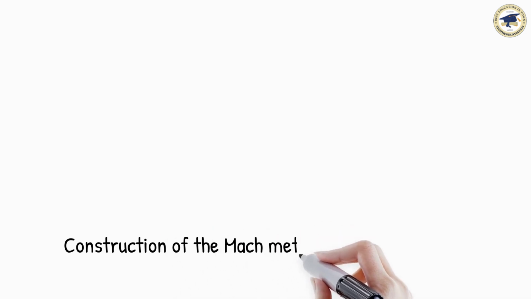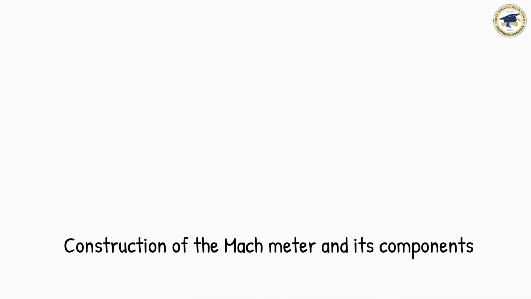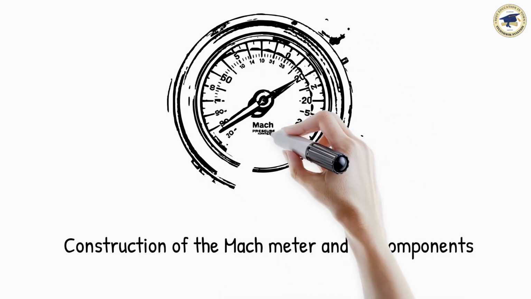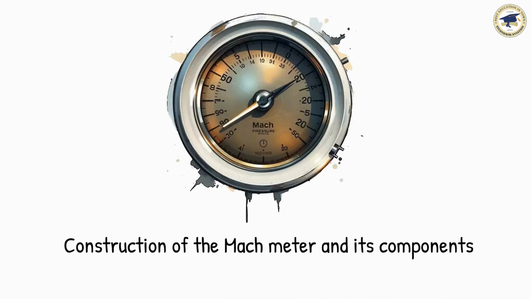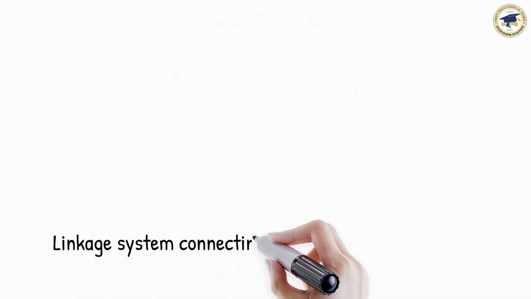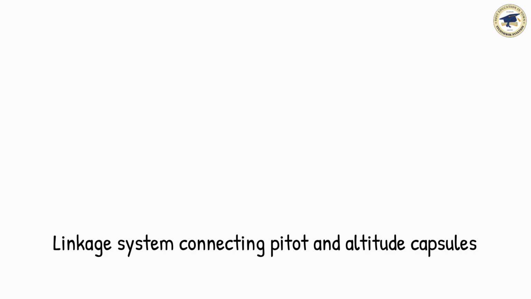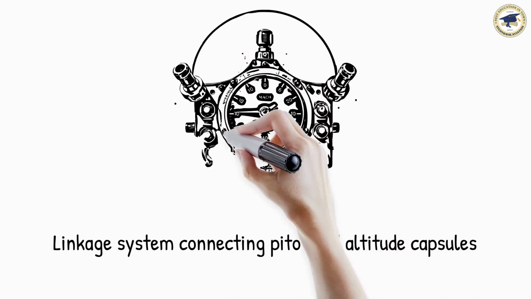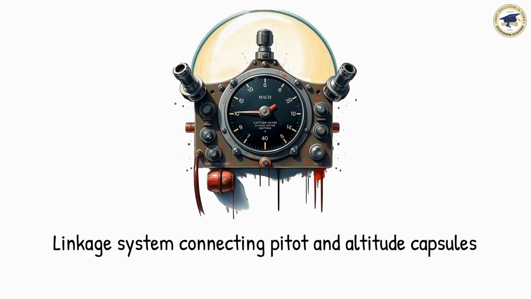Now let's move deeper into the construction of the Mach meter. Inside the instrument, the pitot pressure capsule expands with increasing dynamic pressure, just like in a normal airspeed indicator. But the altitude capsule, which responds to static pressure, provides a correction factor that adjusts the reading according to the density of the atmosphere. These two capsule movements are connected through a differential linkage system, often involving cams and levers that mathematically convert the ratio of pitot pressure to static pressure into a pointer movement. The dial is then calibrated in Mach numbers rather than in knots.